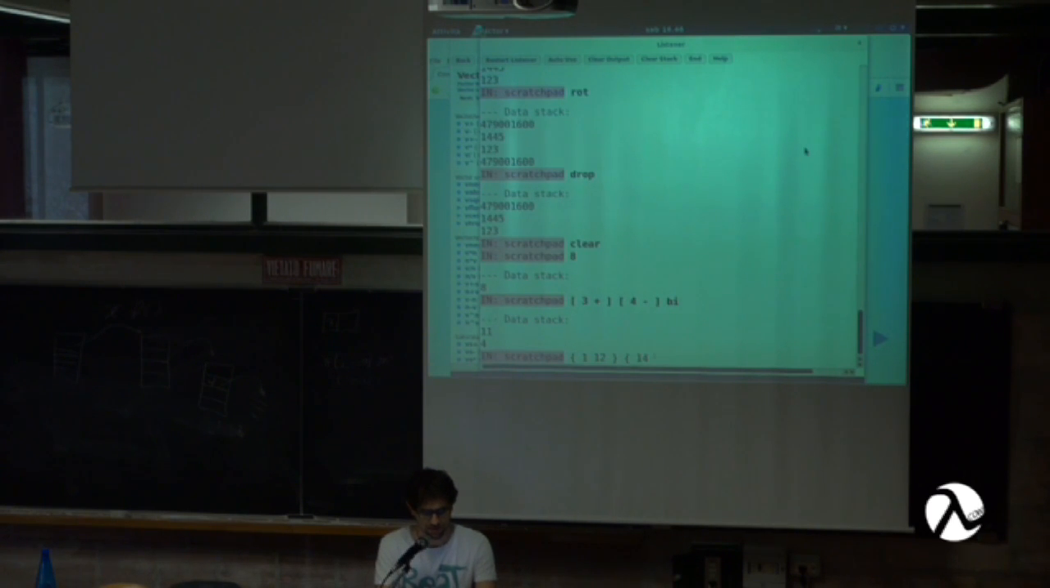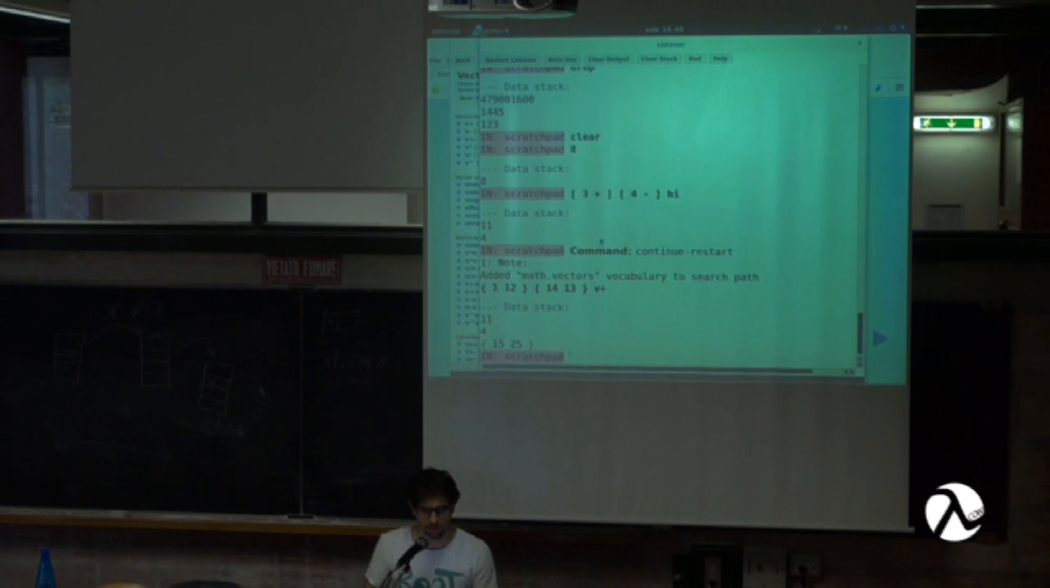These are two vectors. And we can sum them using the math.vectors vocabulary. By the way, this already is not syntax. This left bracket, which introduces an array, is defined in its own library. You can define your own data structures with your own literals. So what do we want to do? We have to find the average of points.